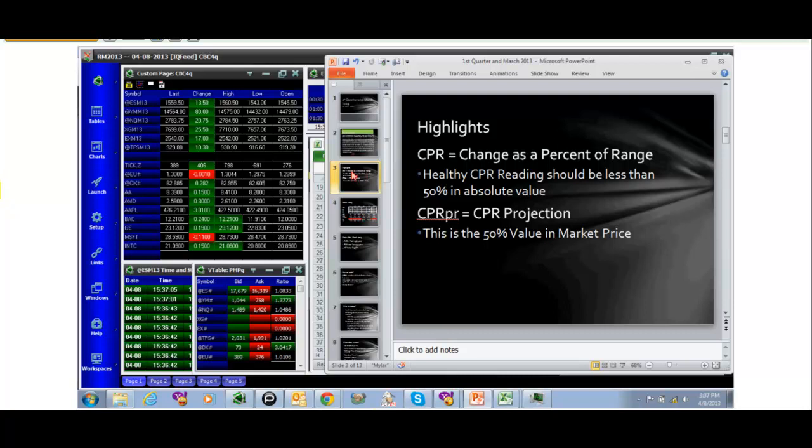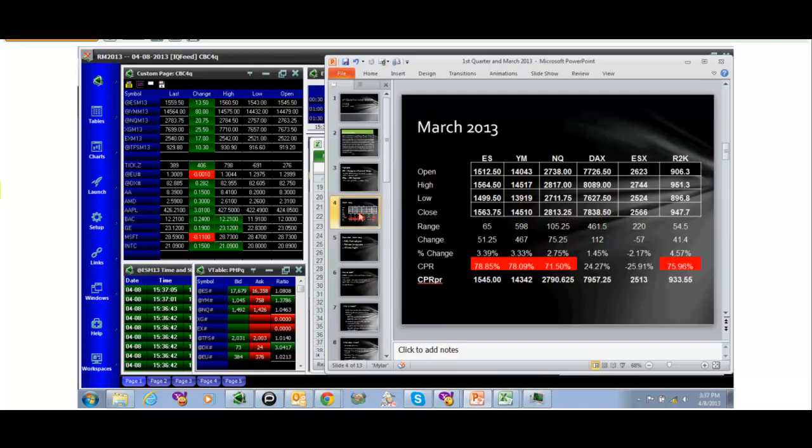A healthy CPR reading in most markets should be less than 50% in terms of absolute value. And then we're going to have the CPR projection number, which is that 50% value in terms of market price. So we're going to look at a couple different markets with that. And then we're going to break down, try and tell the story of what the market is showing us. All right, so let's start with March of 2013. This is kind of a review session here because the move that we're looking for actually happened last week. But I want you to understand how things set up.